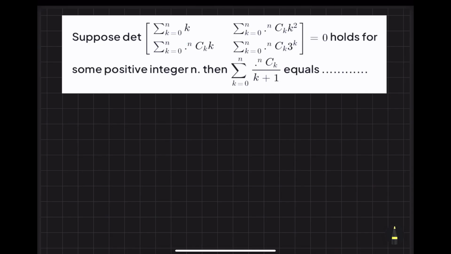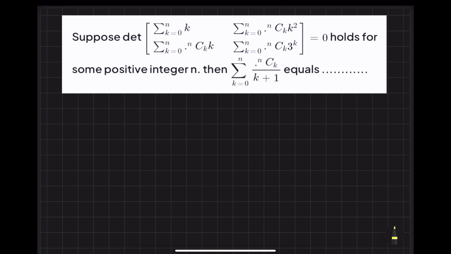We have this situation. Suppose the determinant of this thing equals 0, for some positive integer n. So you have to find out the positive integer n, and then you have to manipulate this. Okay, so look at this, how we will respond. The idea of how we will tackle this problem is, first look at this.